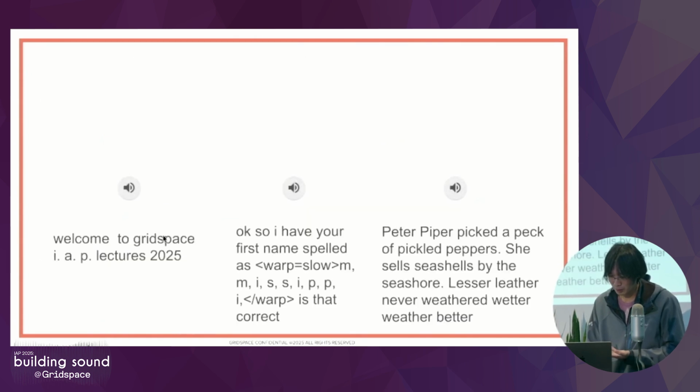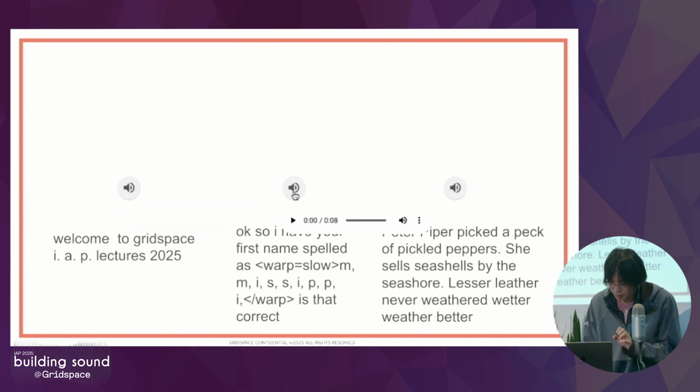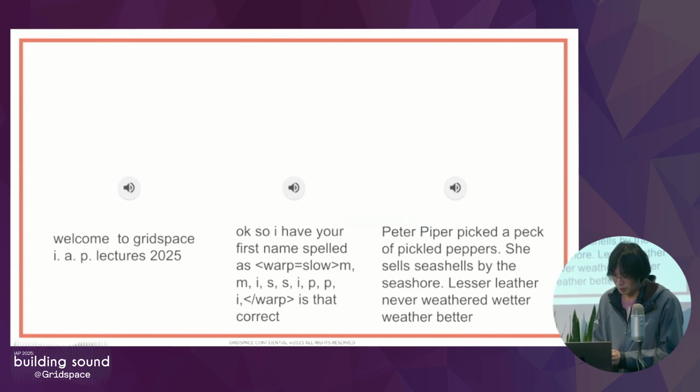So here are some audio samples of HiFi-GAN generated wave samples. Welcome to Gridspace IAP Lectures 2025. Okay, so I have your first name spelled as N-N-I-S-S-I-P-P-I. Is that correct? I protected Pecca pick up peppers. She sells shells by the seashore. Leather, never weather better. So this was the old grades that we used until last year.